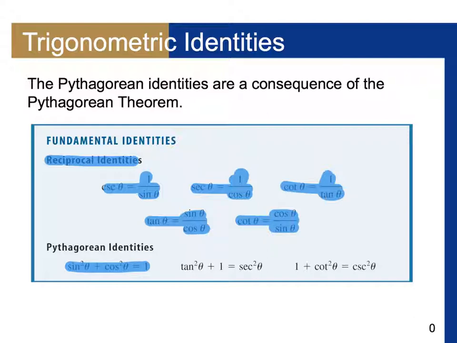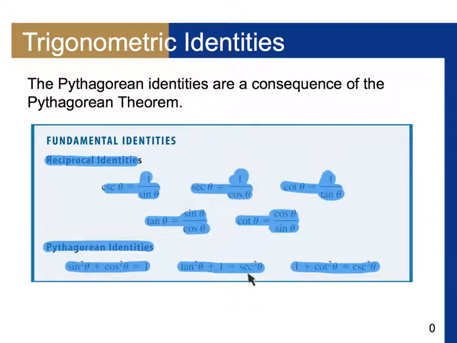If we divide both sides by cosine squared, we get tangent squared plus 1 equals secant squared. If we divide both sides by sine squared, we get 1 plus cotangent squared equals cosecant squared. So these Pythagorean identities are all developed from this, because this one is kind of the fundamental one. We divide both sides by cosine squared, we get this one. We divide both sides of this by sine squared, we get that one.